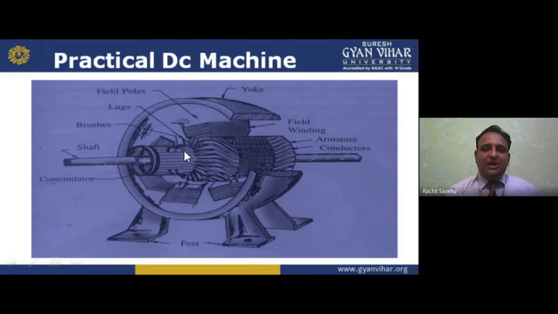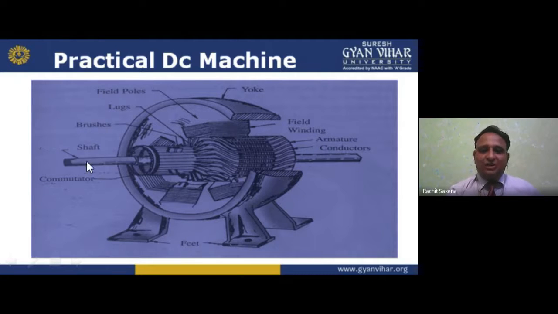Commutator is shown here, and the commutator has the lugs, which are connected to the armature winding through the armature core. First part is the yoke. Again we have the field poles and the field winding. Then we have armature conductors. This is the armature core. It is in the form of a cylindrical structure.